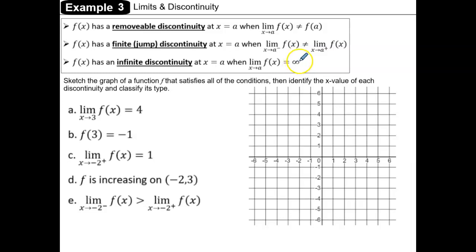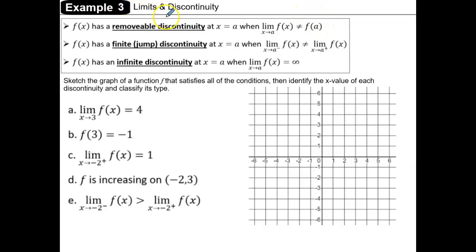at the limit statements. So if f of x has a removable discontinuity, and remember removable discontinuities from earlier in the year, we learned those are holes in the graph. That removable discontinuity at x equals a occurs when the limit as x approaches a of f of x is not equal to the function evaluated at a.